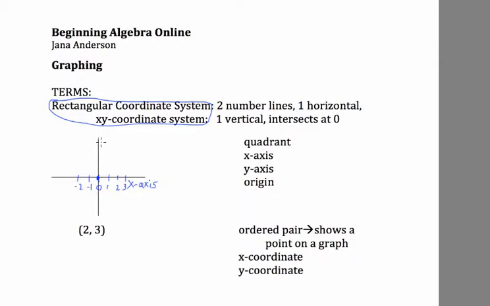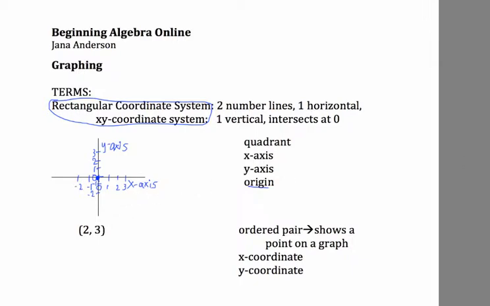The vertical axis is called the y-axis. And it's like a number line turned on its side. There's 0. The positive numbers go up. The negative numbers go down. The origin is the point in the center, 0, 0.